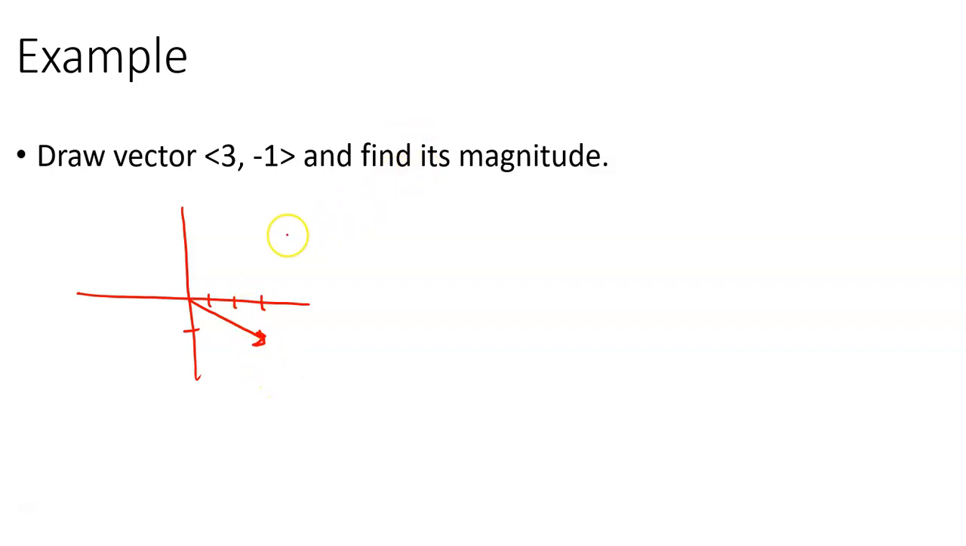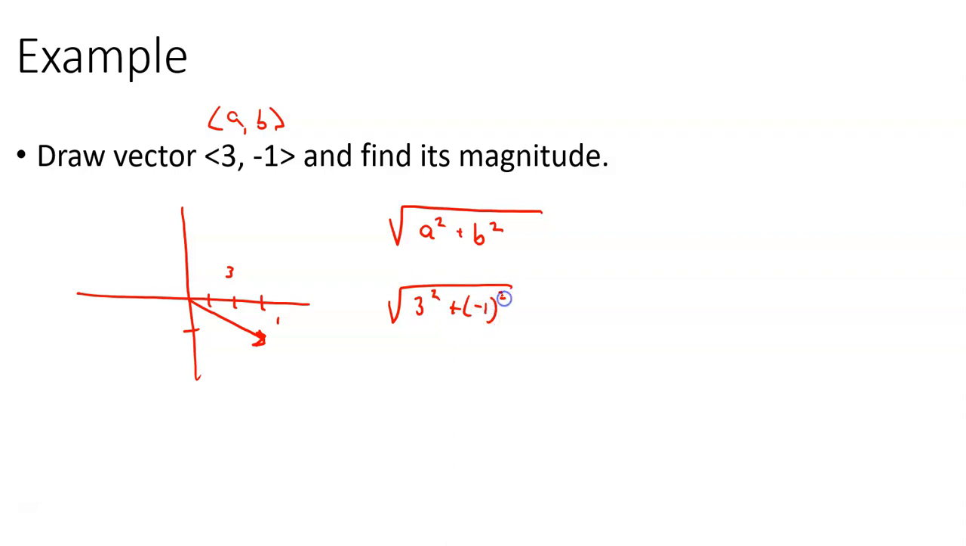So what is its magnitude? I could set it up with a Pythagorean theorem, right? Here's 3, here's 1. Or I could just use that formula, that if this is a and b, then the magnitude of that vector is the square root of a squared plus b squared. So it's the square root of 3 squared plus negative 1 squared. Again, remember, when you square a negative, you get a positive, so 9 plus 1 is 10.